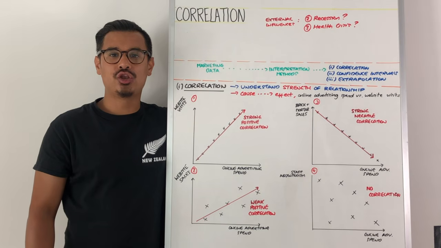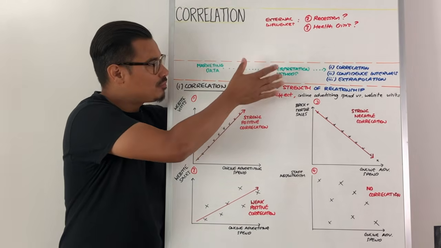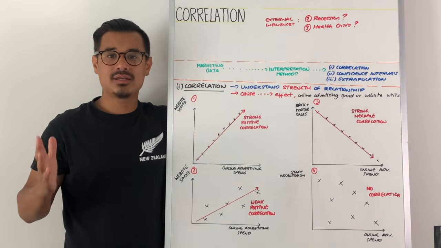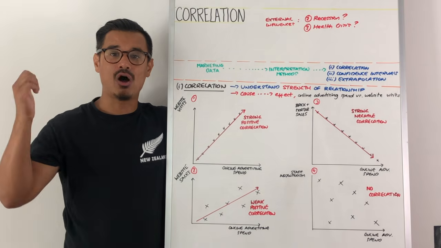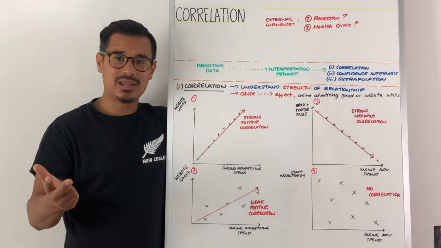Let's have a sesh on correlation. So when we're thinking about marketing data, we will need to interpret that data. And if we interpret that data, we need to use interpretation methods. Now, the three interpretation methods are correlation, confidence intervals, and extrapolation.